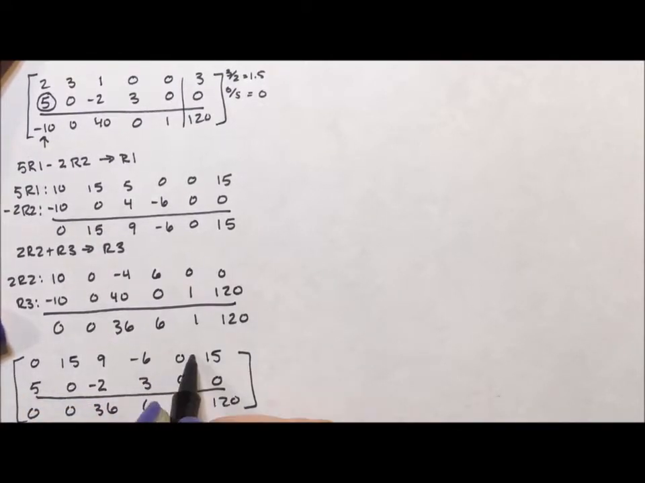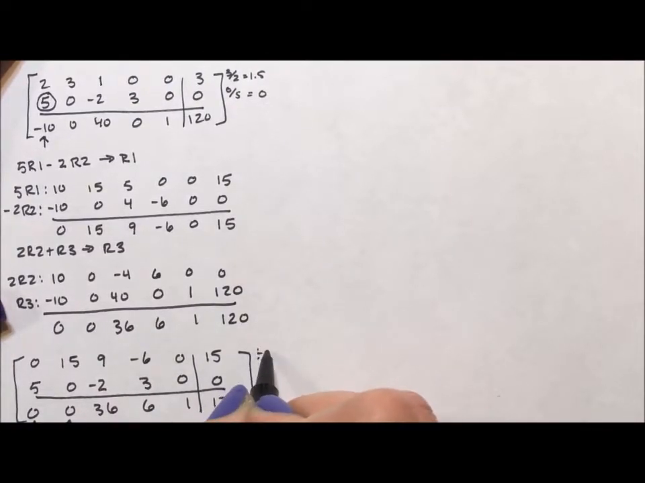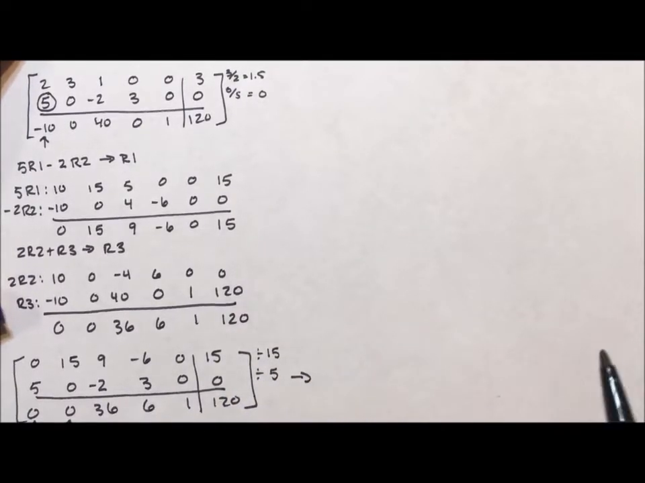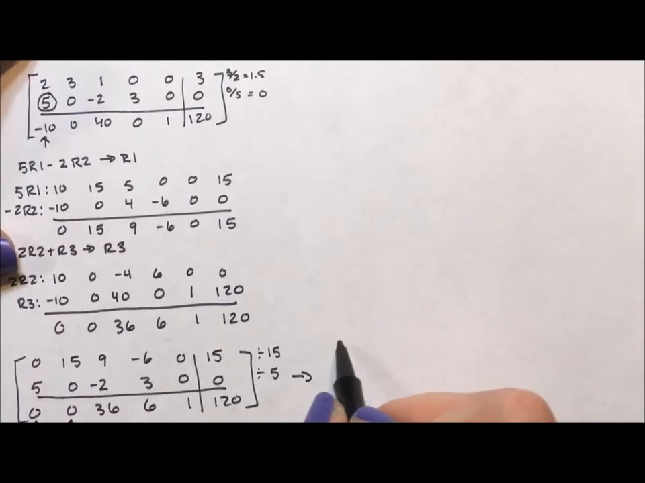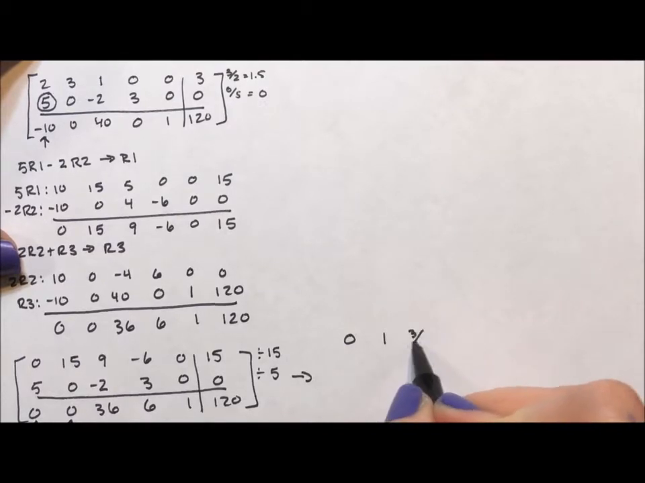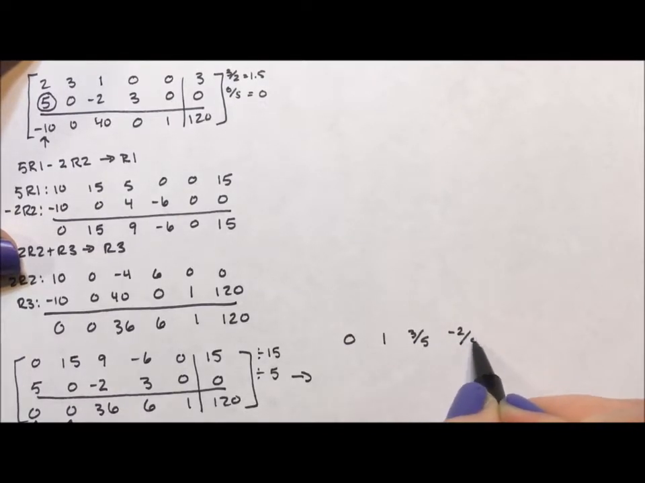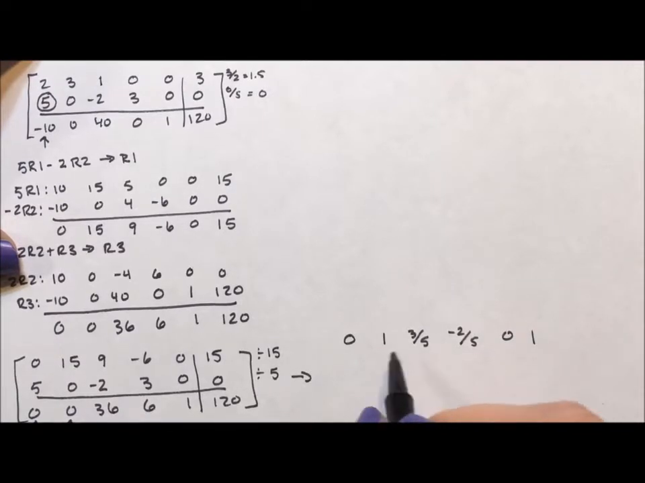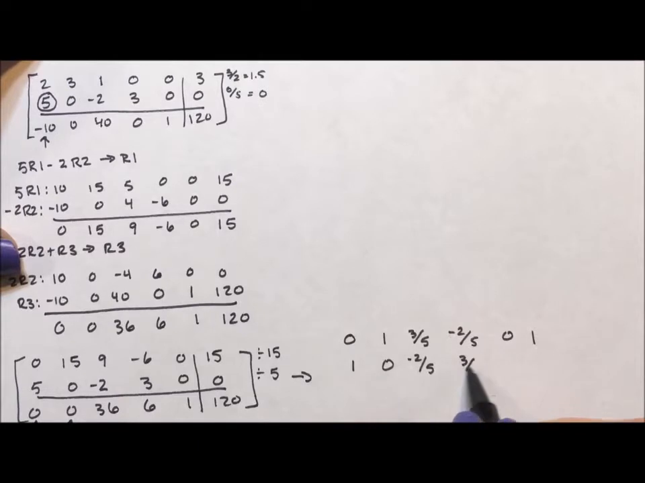As always, I want to make my unit columns. So I am going to divide this top row by 15 and the second row by 5. I'm just going to move this straight over. So I'm going to get 0, 1, 3/5, negative 2/5, 0, 1. My second row is going to become 1, 0, negative 2/5, 3/5, 0, 0. And my last row is all good, 0, 0, 36, 6, 1, 120.